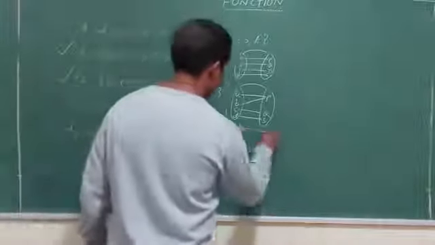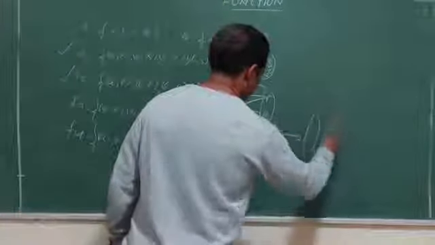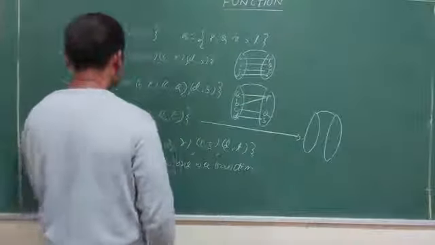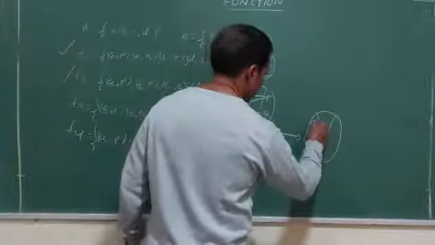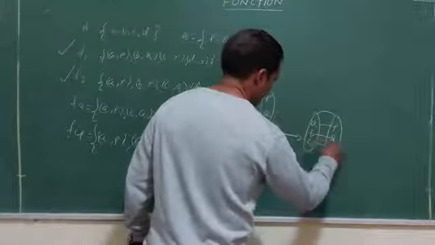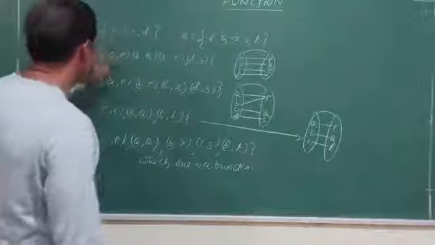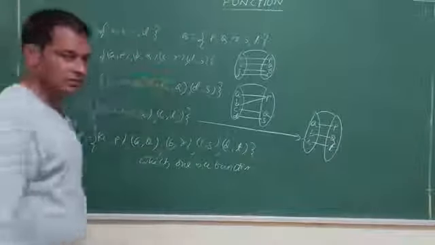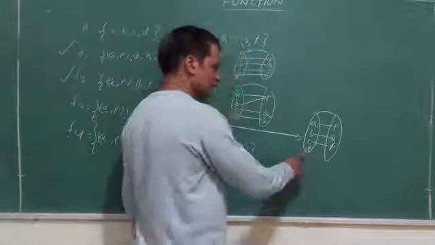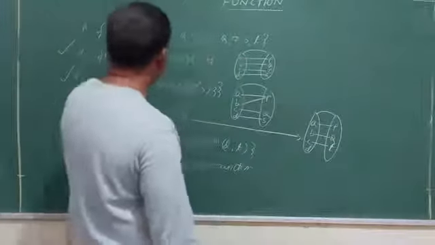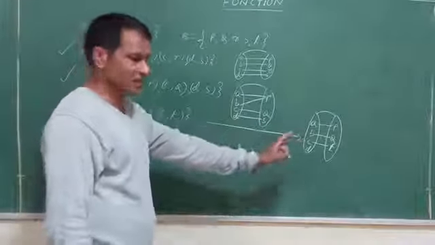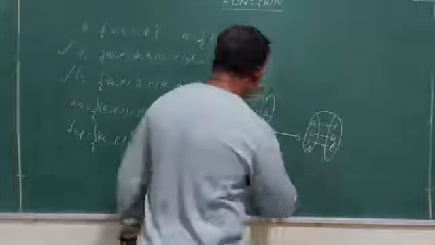Third one: (a,p), (b,q), (c,t). In the domain, there are four elements given. d is missing out. Whatever elements are given in the domain, all the elements have to be there, and each must have an image. It is not there, so it is not a function.